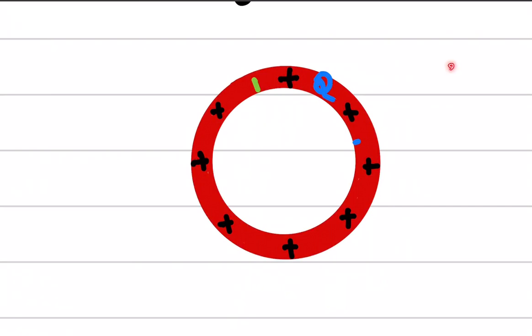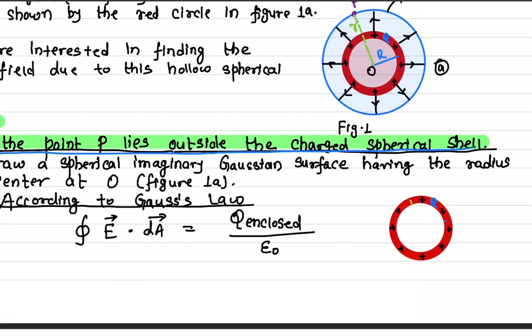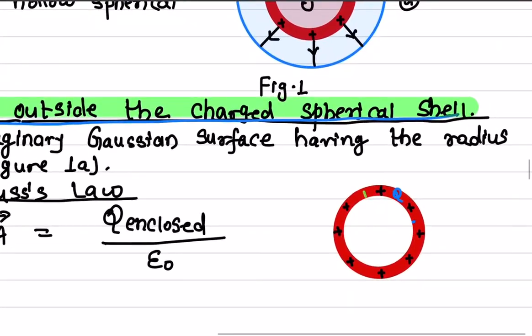And we are interested in finding out the electric field at a point P, which is outside. First we'll talk about what is the electric field outside, and then we'll talk about what is the electric field inside. So let's first talk about what is the electric field due to this hollow charged spherical cell at a point P, which is outside, at a distance r. We assume the radius of this hollow spherical cell is capital R. Okay.